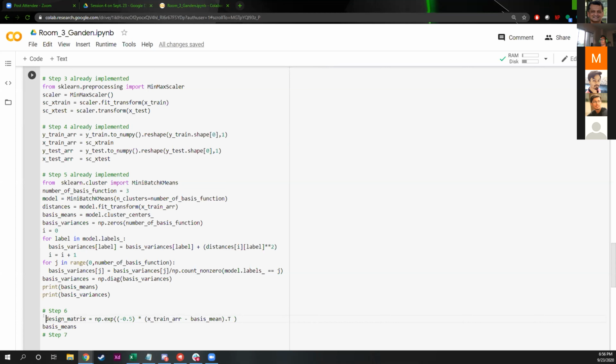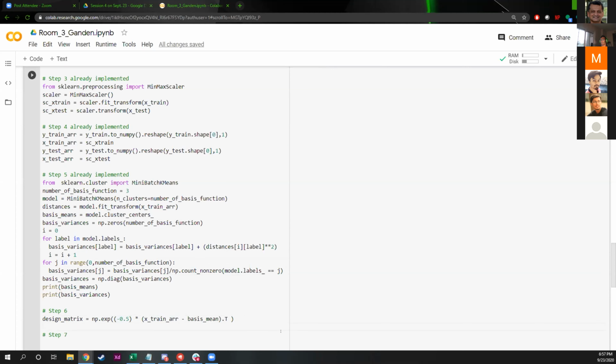Okay, so let's start coding. Let's take the X train array and subtract the mean from it, like the basis_mean. Once we've done that, we'll then take the sum across the columns. The sum across the columns is already given to us as basis_variance.